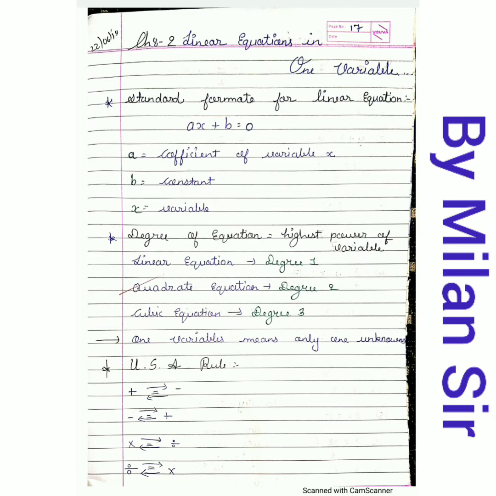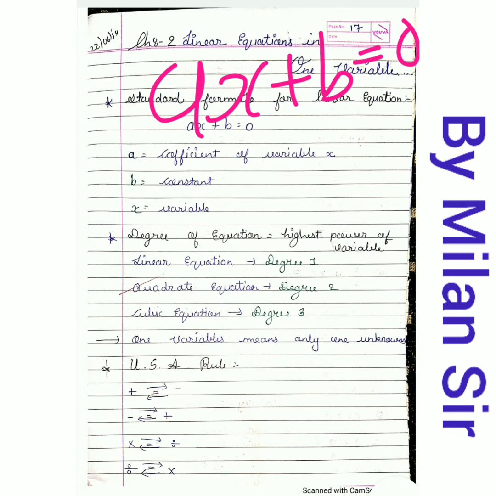In this video, I will explain the theory of chapter 2. Our chapter number 2 is linear equations in one variable. So first of all, the standard form of a linear equation. The standard form of a linear equation is ax plus b is equal to 0.